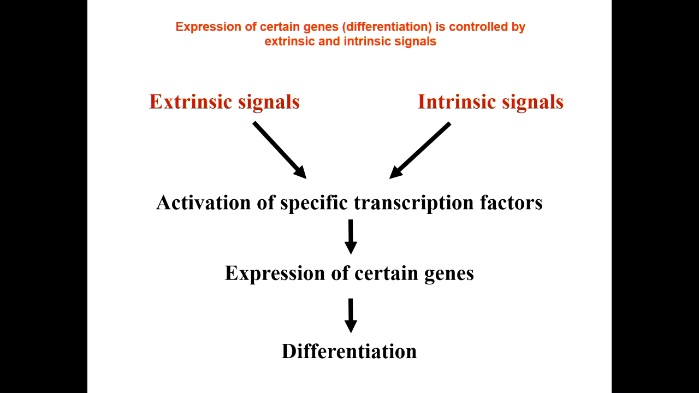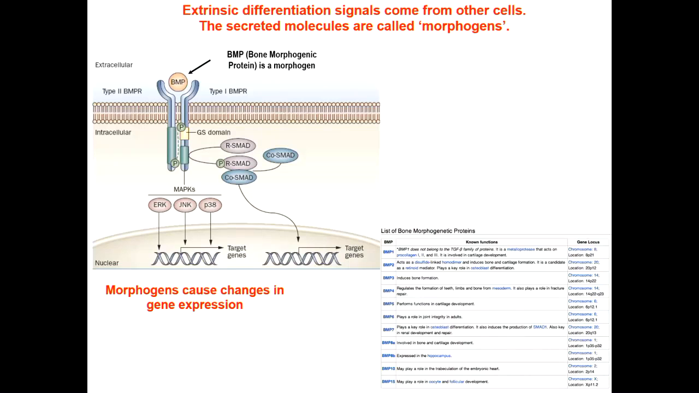It's just explicitly stated now in the context of stem cells and differentiation. So in either case, you end up doing these things we've talked about. You're going to express genes and you're going to differentiate. So let's talk about extrinsic differentiation signals.